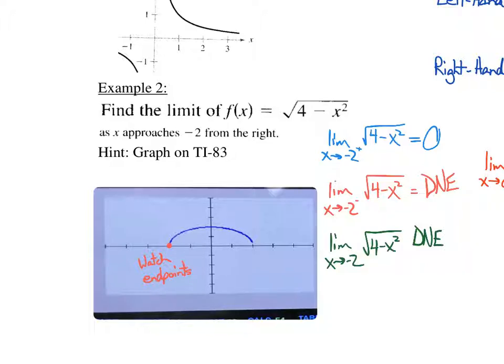So here's the case if they said show whether or not the limit exists: don't just say, oh, it's an endpoint. Show why not. Show that the left-hand limit does not exist, therefore the limit doesn't exist. Nothing too difficult there.